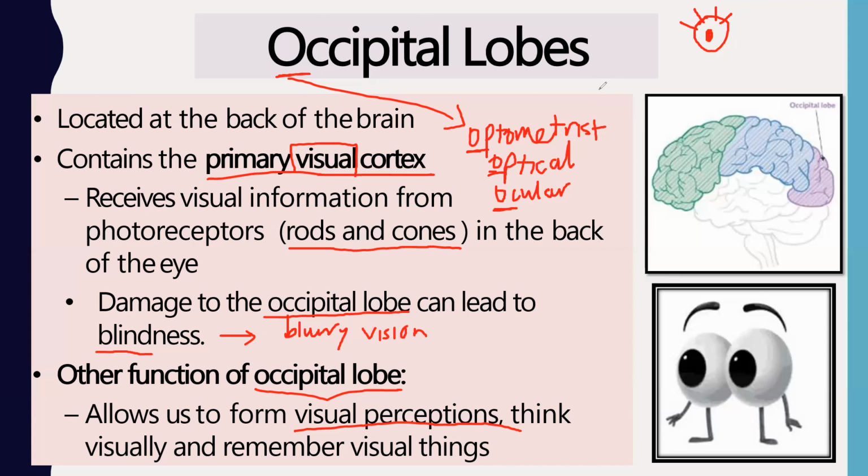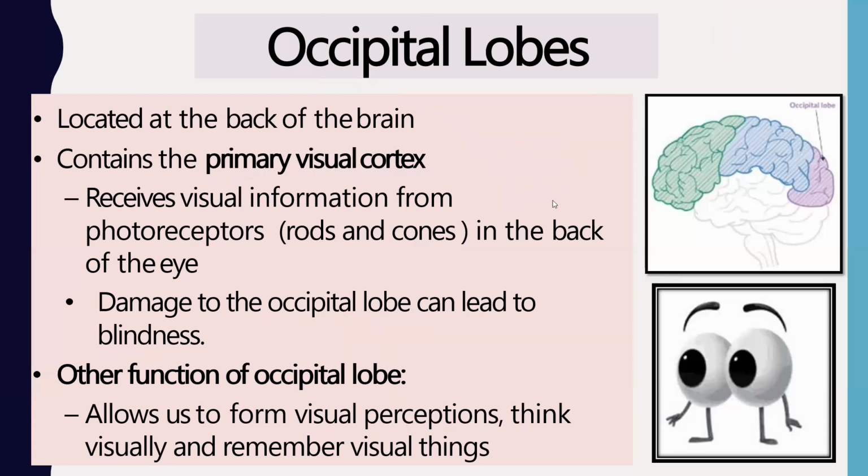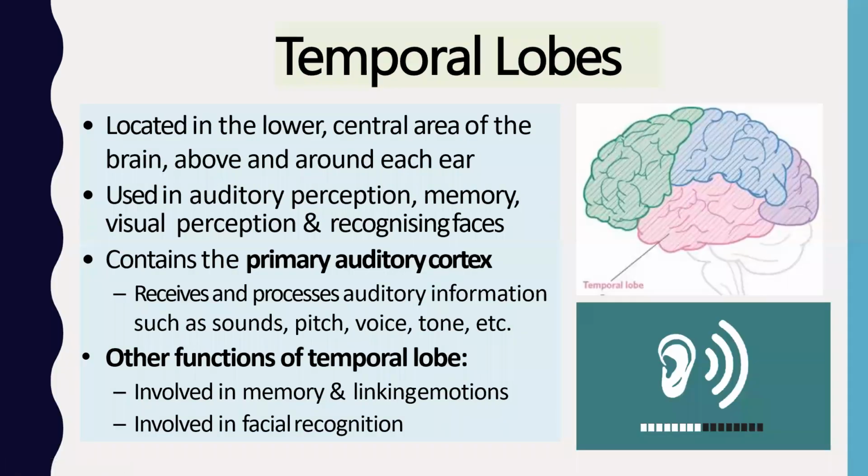So that's basically what the occipital lobes are involved in. And the last type of lobe that we're looking at for today is the temporal lobe. The temporal lobe is located above and around each ear. So just take your hand now and move your fingers above and around each of your ears. That's the area where your temporal lobe would be on each side of your head. So you've got one on the left-hand side in the left hemisphere, and you've got one on the right-hand side in the right hemisphere, okay?